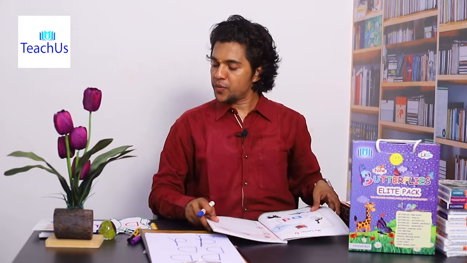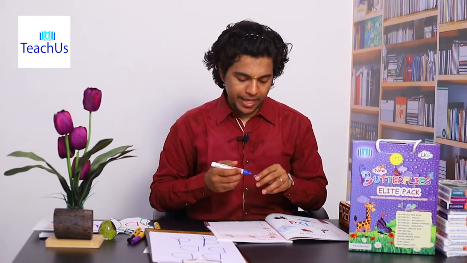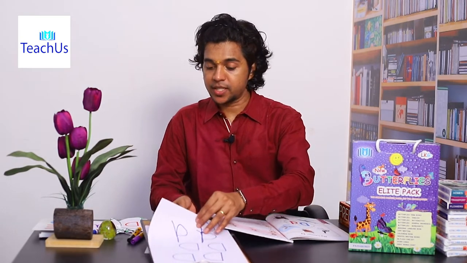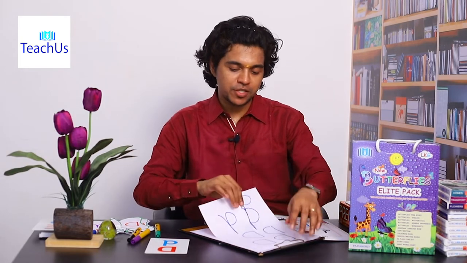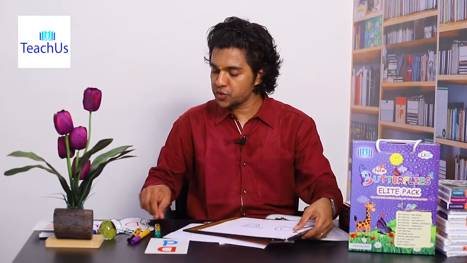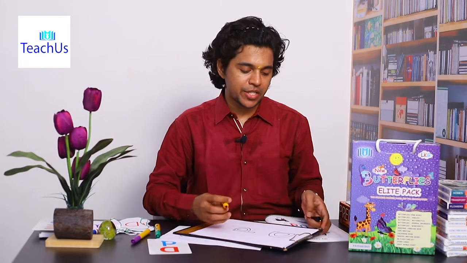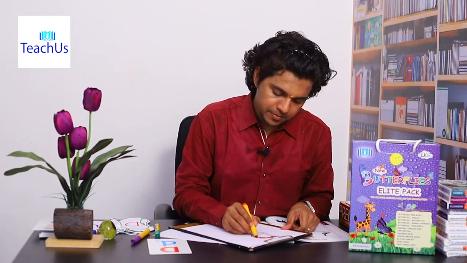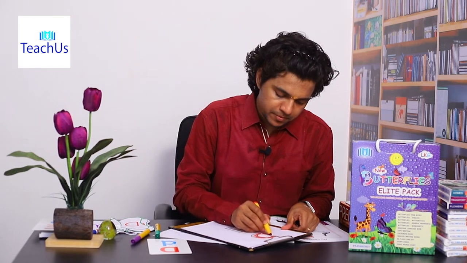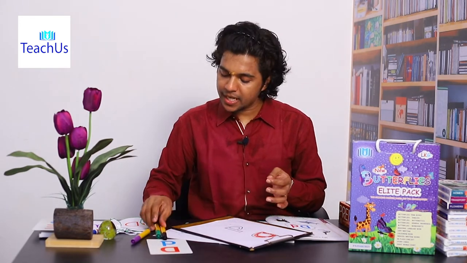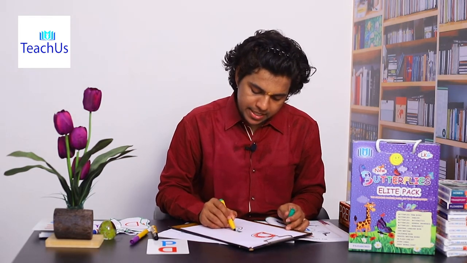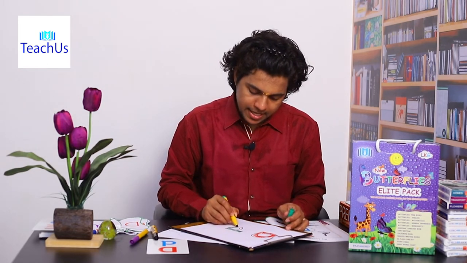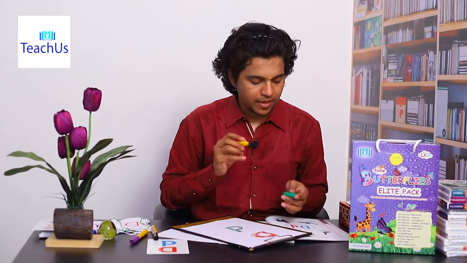Okay, now it's the time for coloring capital letter and small letter. Which color will I choose? You know that. I will choose a red color for capital letter D, and a green color for small letter D. These two colors are my favorite colors.